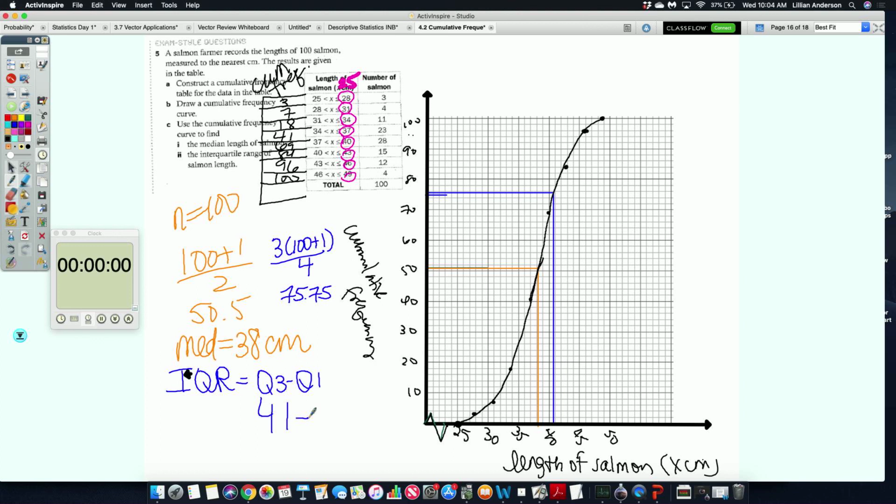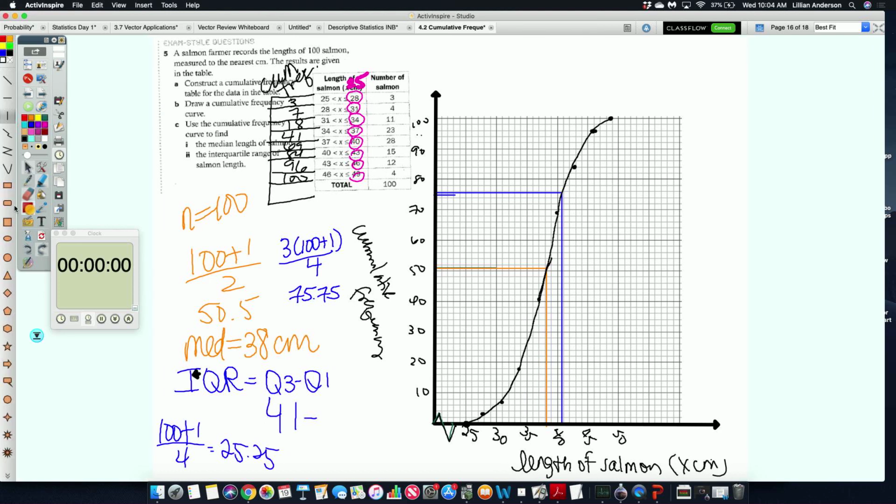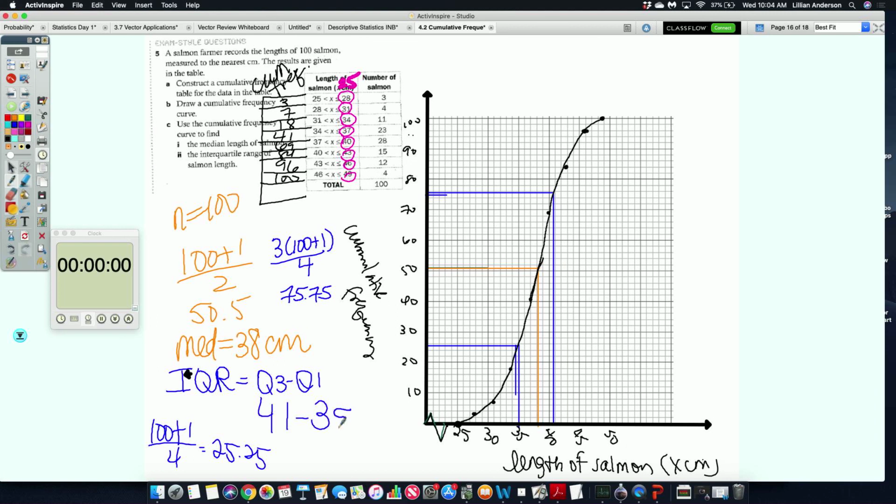Then Q1, the formula is 100 plus 1 divided by 4, which is what? 25.25. 25.25. And the same process over again. And for me, that would be 35. So my interquartile range would be the difference between the two, which is 6.